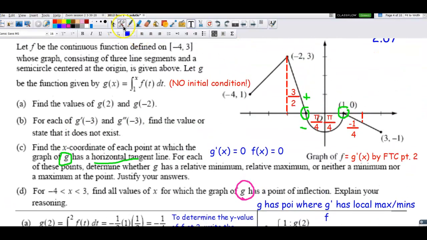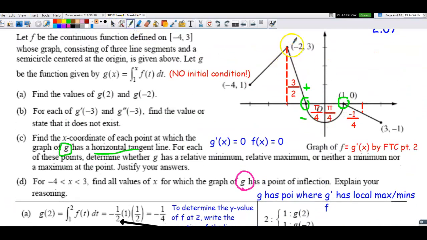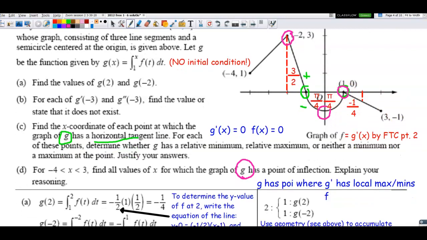F, or g prime, has a local maximum at -2 because the graph changes from increase to decrease. At 0 because the graph of f changes from decrease to increase. And at x equal to 1 because the graph of f changes from increase to decrease.